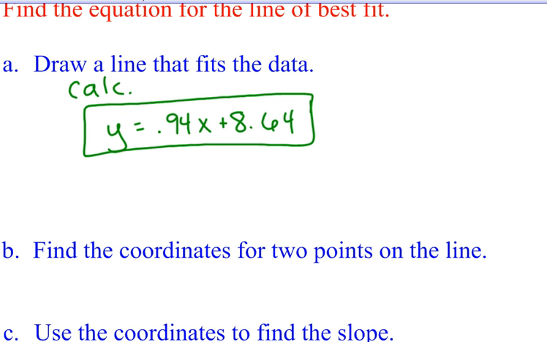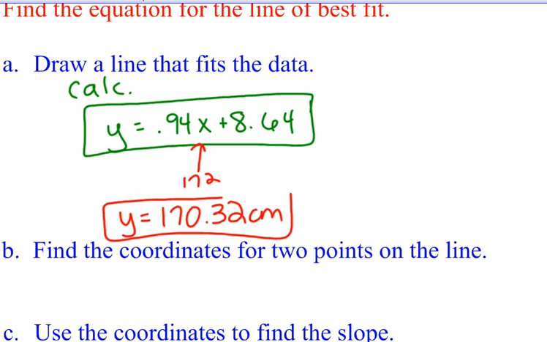The bottom part then asks us to predict the arm span of someone who's 172 centimeters. So to do that, I would plug in that 172 for x. So I'm going to take 172 times 0.94 and then add 8.64, and I would predict that someone who's 172 centimeters would have an arm span of 130.32.